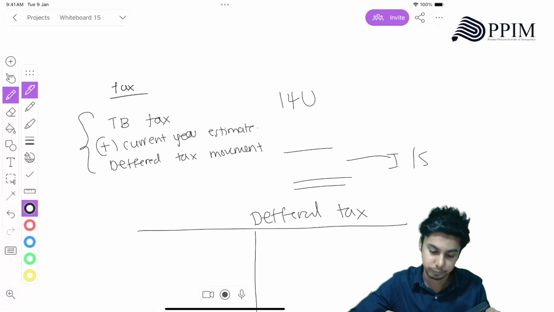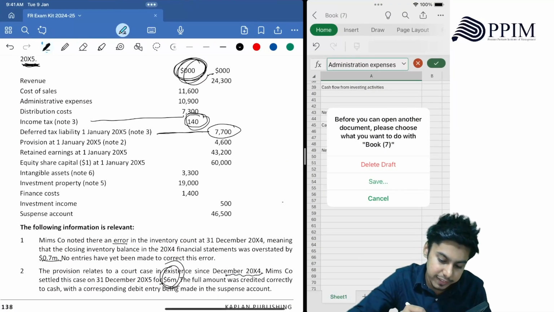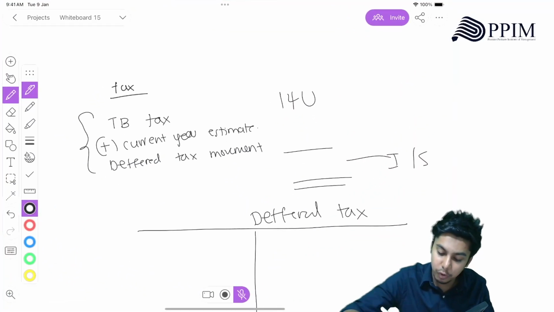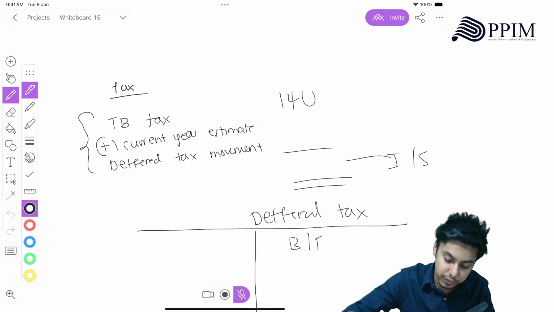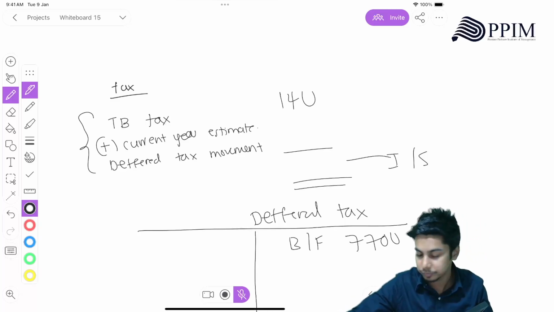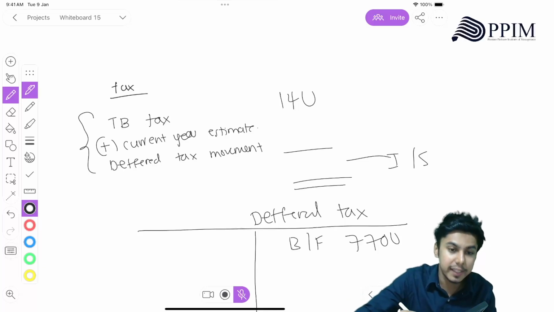Good. Okay. Then, guys, in your trial balance, can you see there's another one thing over here? Deferred tax, 7,700. What is this? This is the deferred tax account opening balance. Copy this over here. Brought forward 7,700. Okay, done. Easy. Current year estimate.